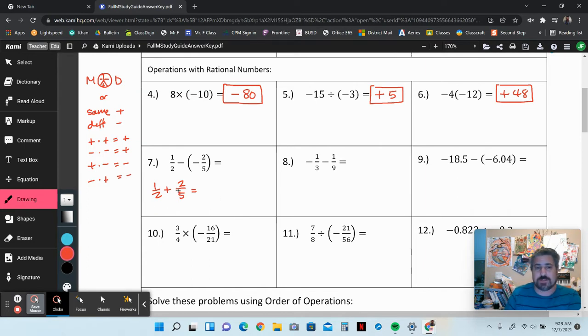Oh yeah, 1/2 plus 2/5. So in this case, you're going to change to a common denominator. You've got to make these the same size pieces before you add or subtract. So both 2 and 5 can become 10. So you're going to rewrite these as tenths. So it'd be tenths plus tenths, right?